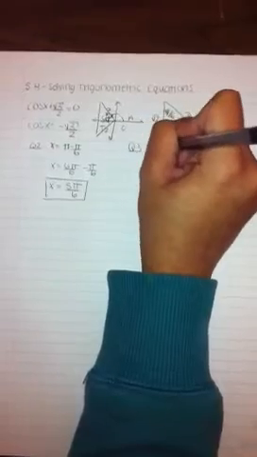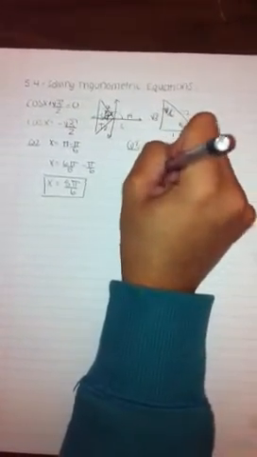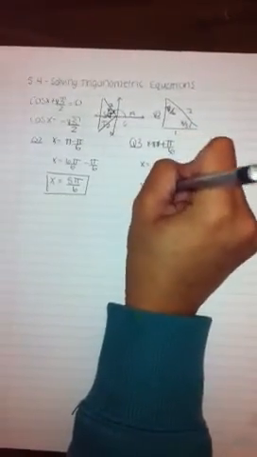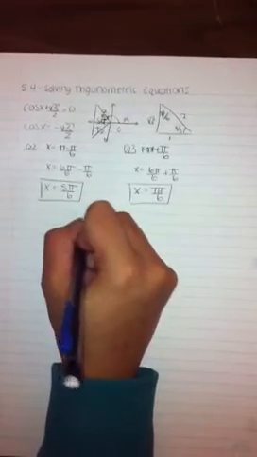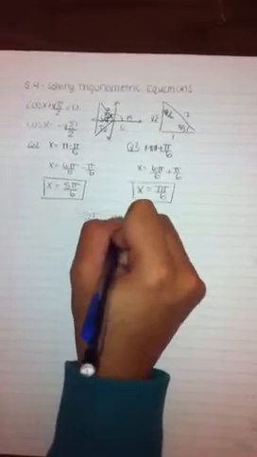Quadrant number 3. We have x equals pi plus pi over 6. X equals 6 pi over 6 plus pi over 6 with a common denominator. So x equals 7 pi over 6. There's another solution for us. So therefore, our solutions are 5 pi over 6 and 7 pi over 6.